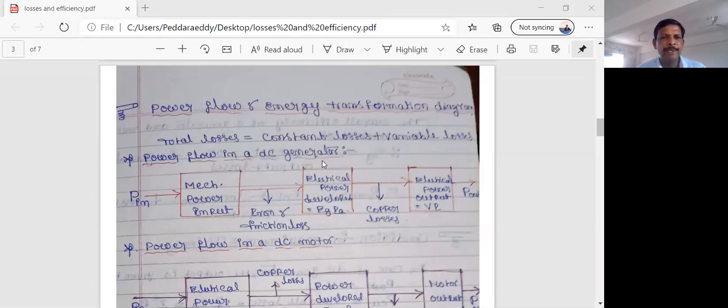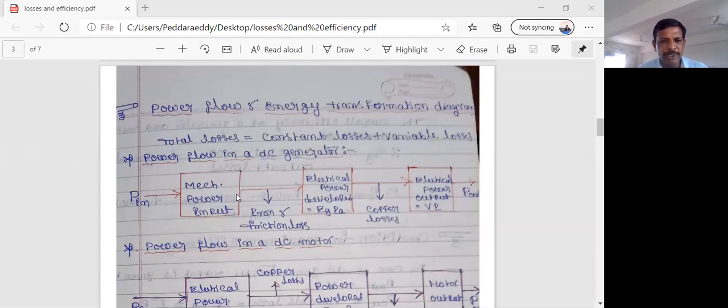Power flow in a DC generator. Let me see how the power starts and how it ends, in the form of a block diagram. So this is the power input. What's the input to the generator? Mechanical power or rotational power. When we give mechanical power input to the generator, first there will be iron and friction losses.